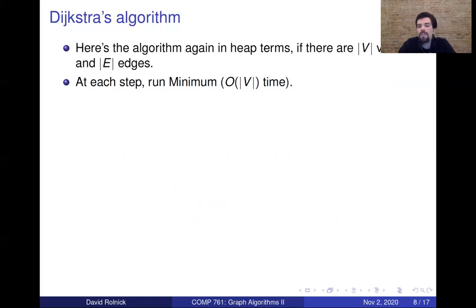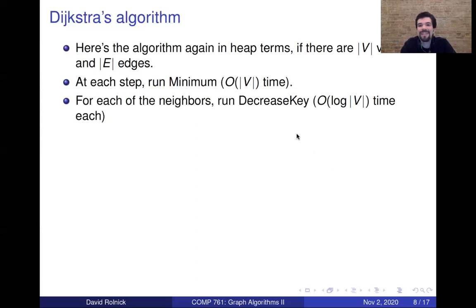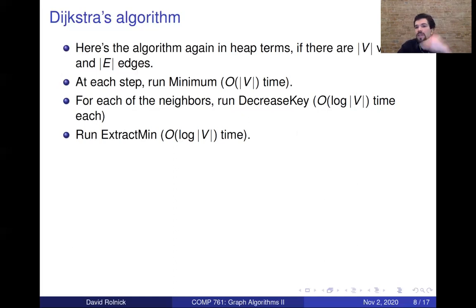we will run minimum, which takes O of V time. Sorry, I guess that takes O of one time. Sorry about that, that's a typo. For each of the neighbors, you're going to run decrease key, potentially. You decrease the values at some of the neighbors, and that'll take O of log V time, because the number of things in the heap is V. And then we're going to extract the minimum. We didn't even really need the separate minimum, we could have just run extract min, so you can cross this out. So you just decrease the key of all the neighbors, and you extract the minimum, I guess before you do that. And then you repeat.